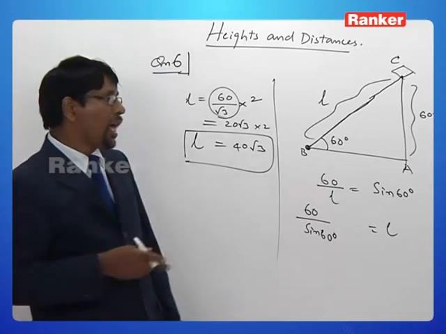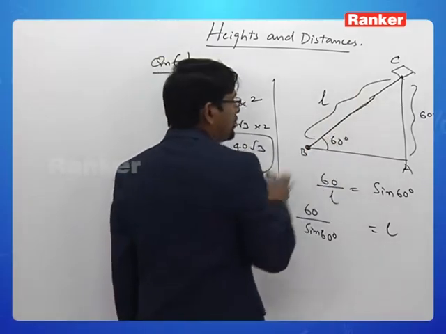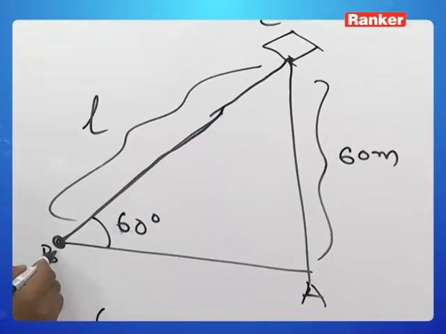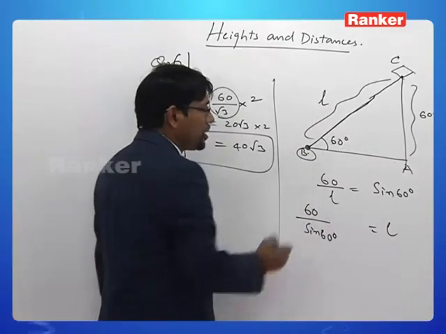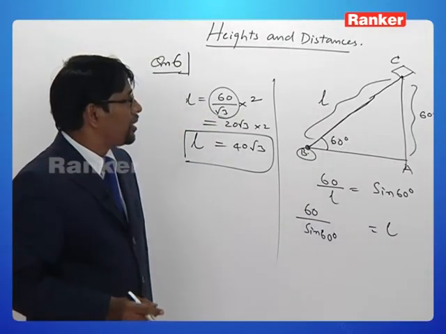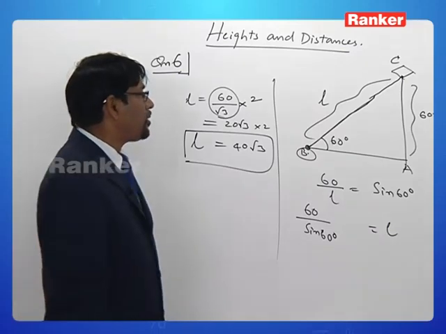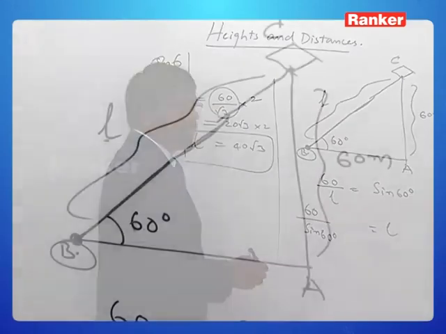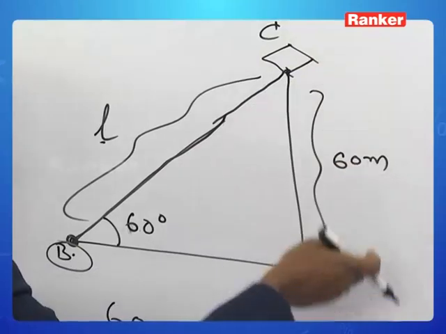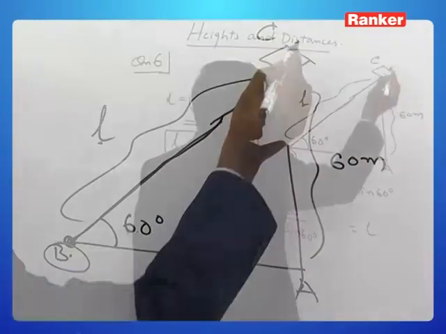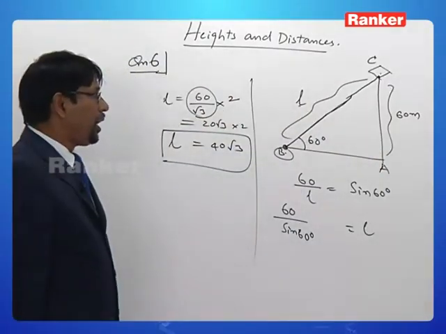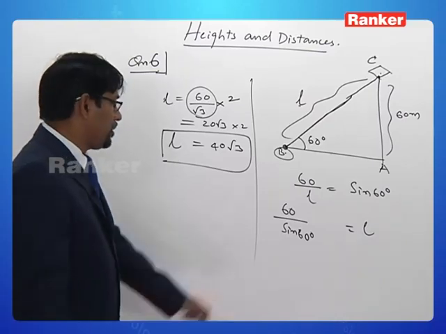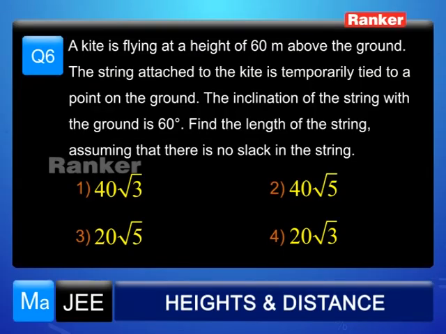It says there is no slack, means it will be tight. So it is tied to a point on the ground. This is the point B where that string has been tied. Length of the string, let's call it L. This is the height above the ground where the kite is flying. So 60 by L will give us sine 60, and from there I got it. So option 1 is the right answer. Option 1 is the right answer.